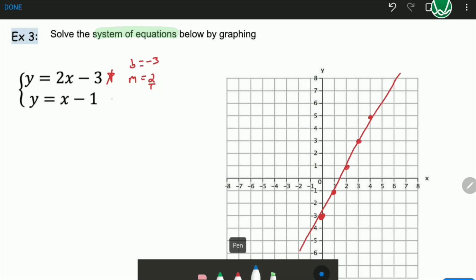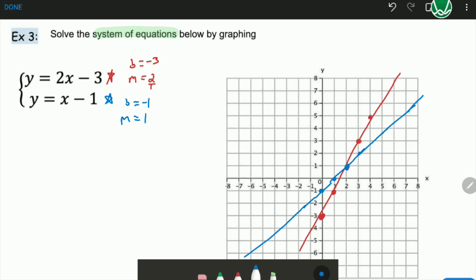Now for the blue one, or the second one, which I'm going to do in blue, my y-intercept this time is -1, and my slope, since there is no number beside x, is implied to be 1. So y-intercept is -1, my slope being 1, so I go up 1 over 1, up 1 over 1, up 1 over 1. I can see where they intersect, so I really don't have to worry about going straighter now. So we're going to draw that in as best as possible. That was not the best straight line.